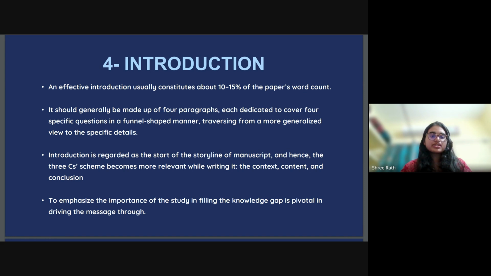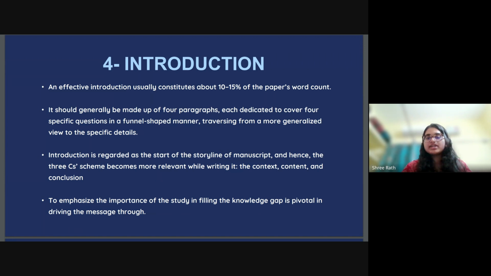Again, it should focus on the 3 C's: context, content, and conclusion. Context in the sense the information about the disease in general, and any pathophysiology or any mechanisms you want to highlight. The content in the sense the past literature on this study, and the conclusion that will cover your gap in literature and the aim of the study.